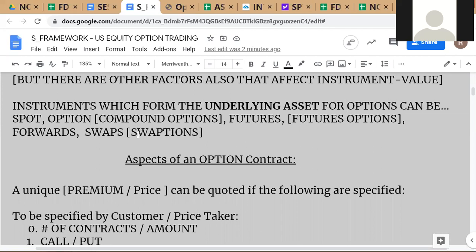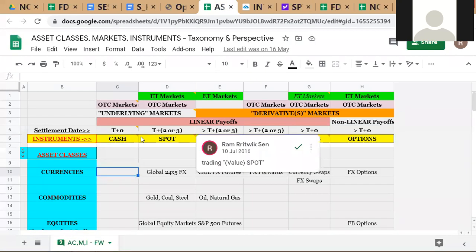We're probably not going to have time to cover swaptions. But at least you should understand what a swaption is. Somebody asks you in an interview, what is a swaption? A swaption is an option on a swap.